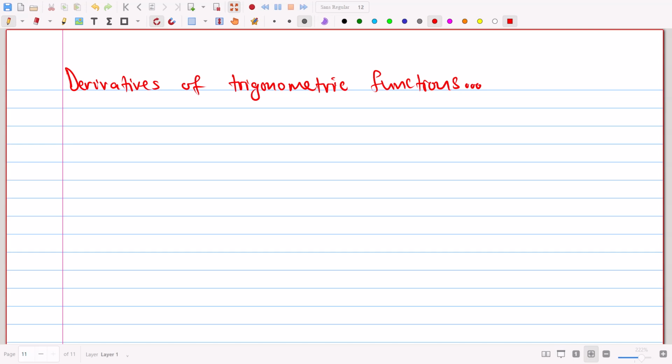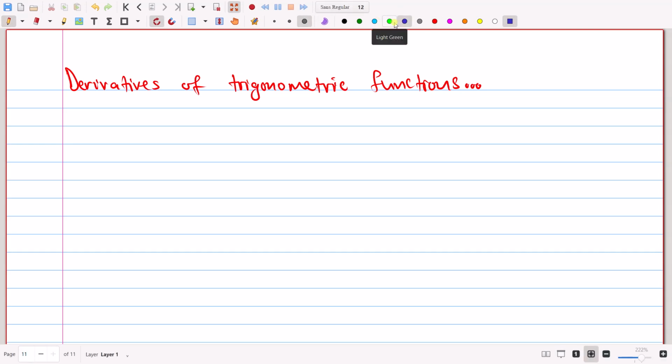I'm not going to remind people about the identities that relate different trigonometric functions together, so you can do that as homework. Here, we just assume that everyone is familiar with the identities associated with most of the trigonometric ratios that you deal with. Now we're going to just learn how to find derivatives of trigonometric functions.